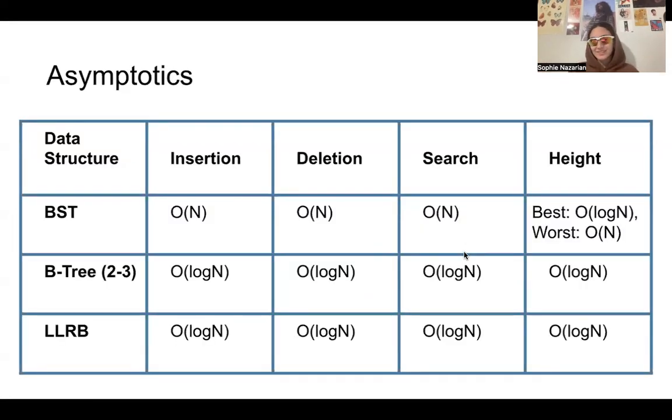And everyone's favorite, asymptotics. So for all the data structures, all the trees that we have, BSTs, B trees, and LLRBs, there's four main methods: insertion, deletion, search, and height. And all of these have a specific runtime. Add these to your cheat sheets. You never know when they're going to ask any type of asymptotics questions. It's just always nice to have it on deck and ready.